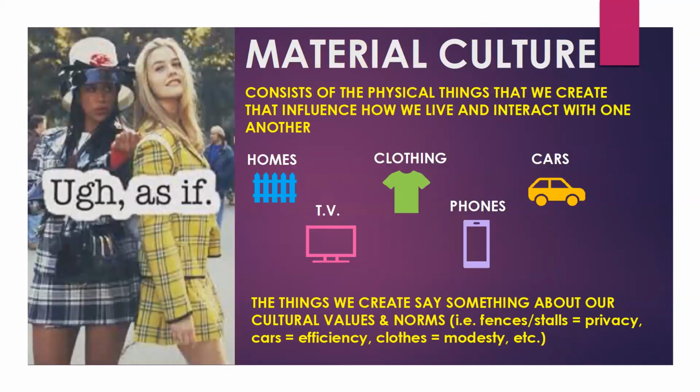So switching gears a little bit, we've got a picture of Clueless here, the movie, on the left-hand side of the page. I love Clueless. Let's talk about material culture. Material culture consists of the physical things that we create that influence how we live and interact with each other. So again, this is material items. They're things that we want, that we have, that we make. That's homes, TVs, electronics, clothing, phones, cars. The thing about material culture is that the things that we create, like these things I just said, can say something about our cultural values and norms.